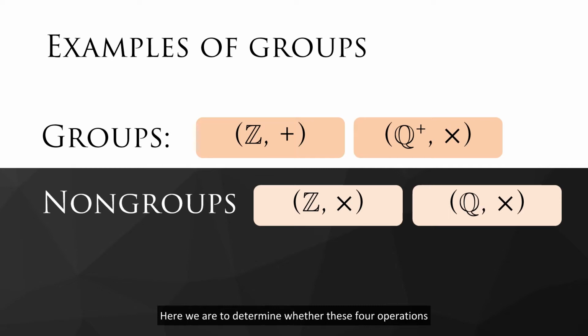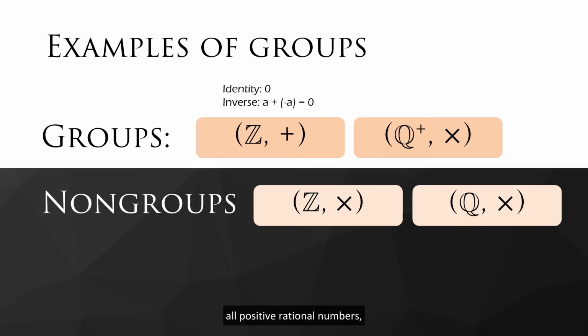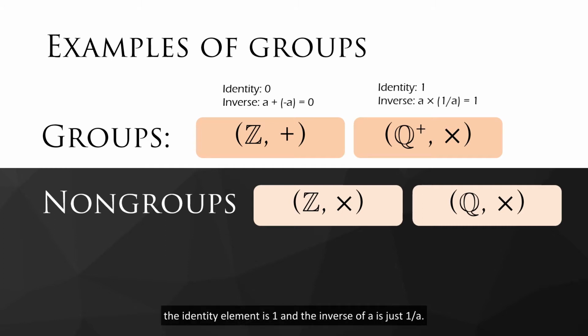Here we are to determine whether these four operations upon the sets can form groups. First, for the plus operation on all integers, there is a group structure because we can find 0 as the identity element, and for every element in Z, minus a is also in Z. And for the multiplication operation on all positive rational numbers, the identity element is 1 and the inverse of a is just 1 over a.